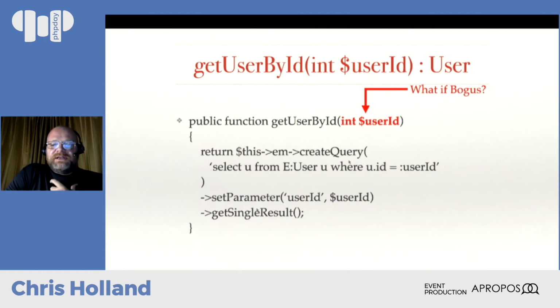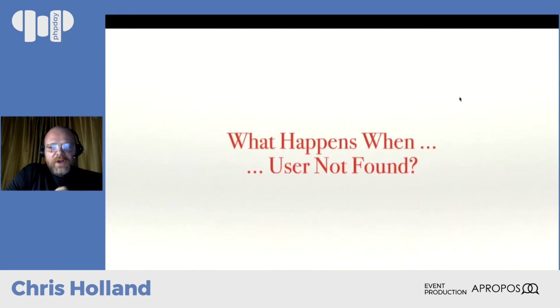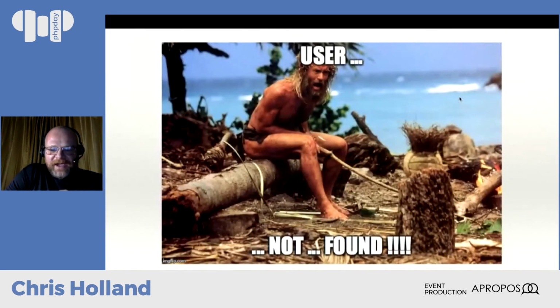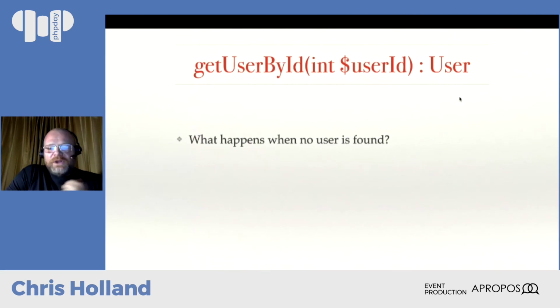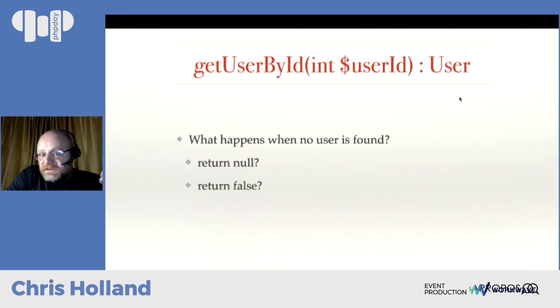Now the question is, what if I'm passing a bogus user ID? What happens when the user is not found? Like Tom Hanks on that island, who wasn't found. So what do we do when the user is not found in that method? Do we return null? Let's say we're not using exceptions, obviously. I'm playing devil's advocate here. So when no user is found, do I return null? Do I return false? Do I return -1?